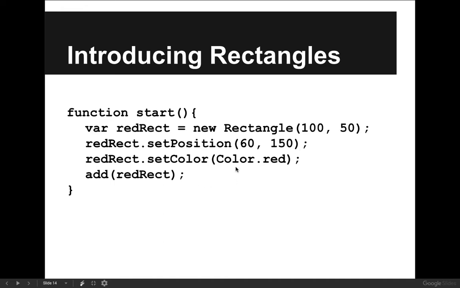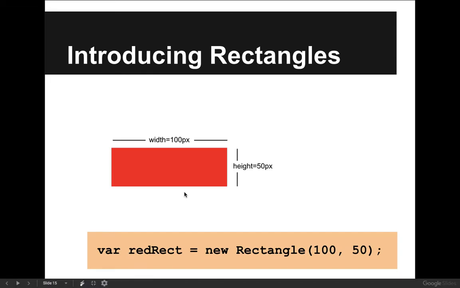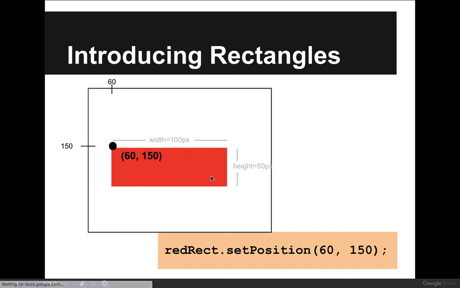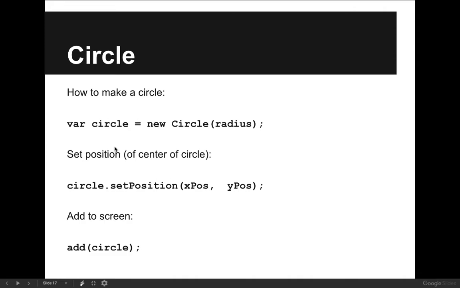Then I'm going to set the color. Again, do a capital C on Color, Color.red, and then I'm going to add my rectangle variable to the screen. All right, and so this is what it looks like. Width of 150, and this line of code created it. Then this line of code placed it, top left corner, at 60, 150, and then we of course set the color and added it.